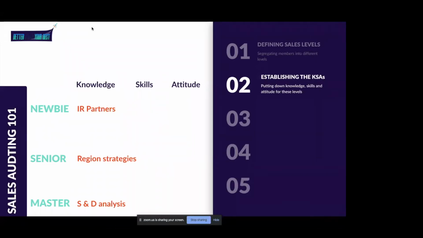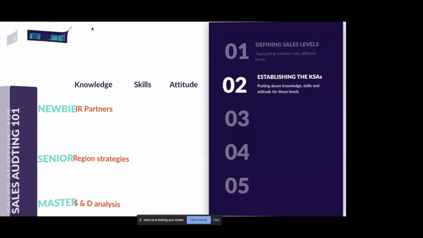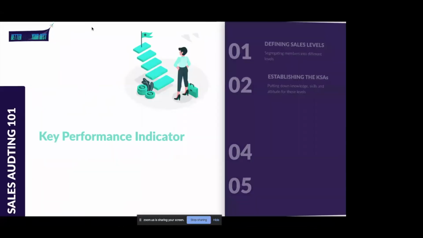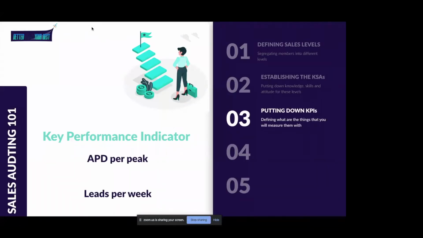The third step is defining the key performance indicators. Now, there can be 2 major types of KPIs for all these kinds of sales auditing mechanisms, right? The first one being approvals per peak, and the second one being leads per week. Understand, approvals are per peak and leads are per week. The reason being that approvals are a long-term thing, but leads you are going to allocate every week. So all these signups that you allocate to your members every week, you need to define which level will get how many signups and which level will get how many approvals.